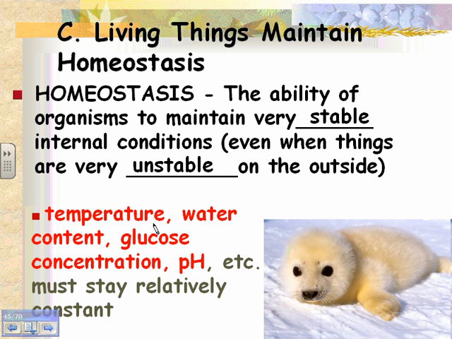So examples are temperature, which we just talked about. Water content is another example. So on a really hot day, if you haven't had enough to drink and you've been sweating a lot, your body's going to try to conserve water, and you won't pee as much, and so your pee will look dark yellow, whereas if you've had plenty to drink, it will be lighter in color. Glucose concentration is another example, so let's take a look at that.